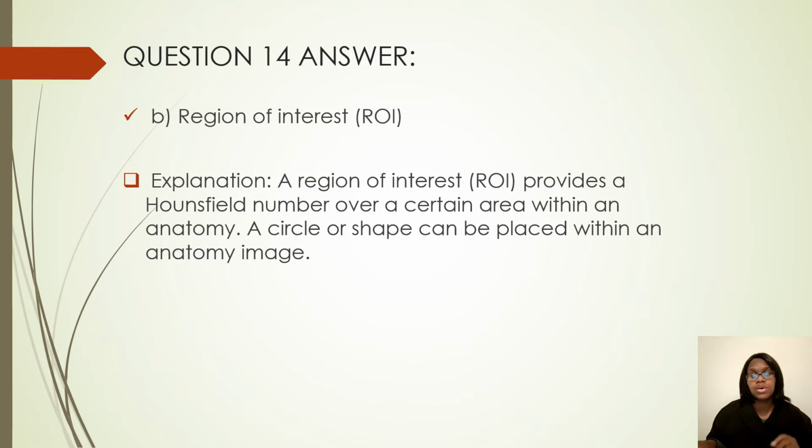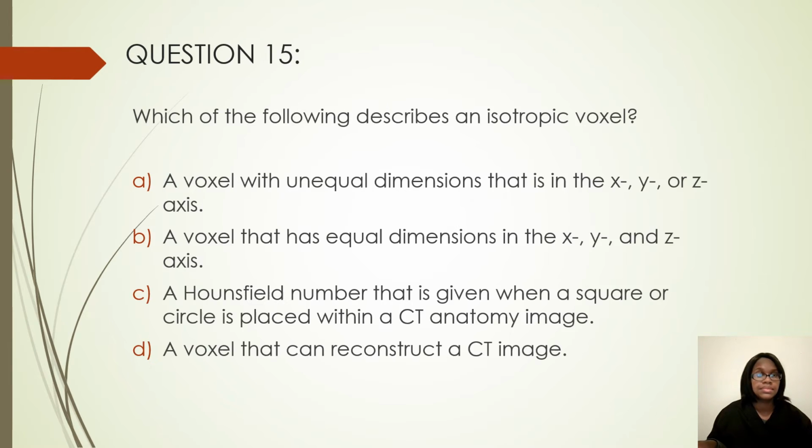So whenever you are doing your PE scans or you are setting up for your aorta or any type of CTA, and you have to put that circle or that square, normally it's a circle. That is your region of interest. That's the ROI that you're placing. And it's going to provide a Hounsfield number.